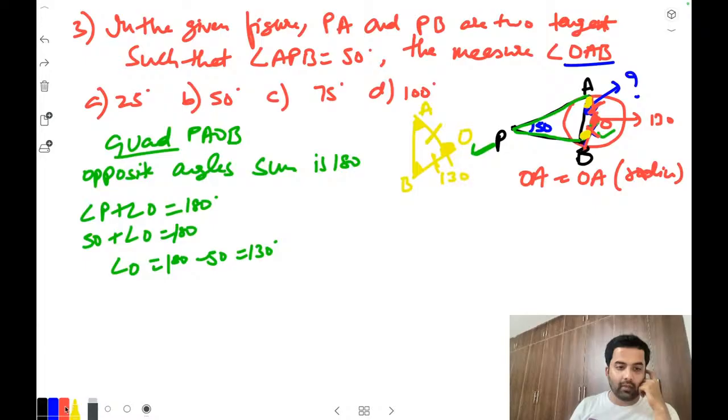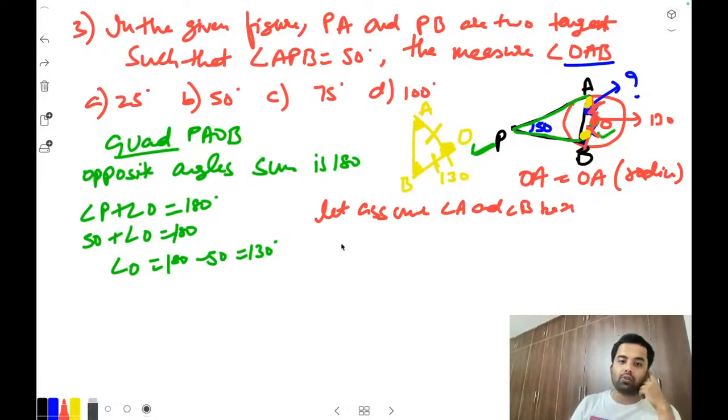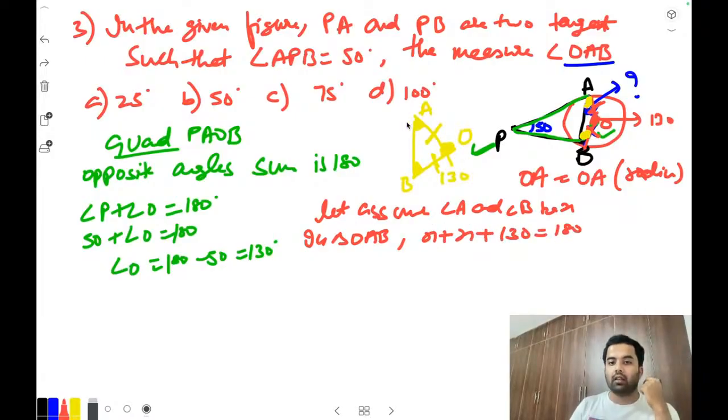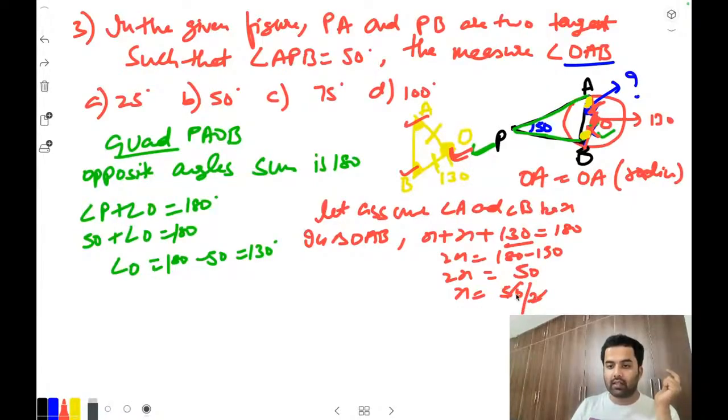So what we're going to do here, let me write it. Let's assume angle A and angle B be X, okay? So in triangle OAB, X plus X plus 130 is equal to what? 180, because it is a triangle, okay? And angle O we kept it 130 directly. Now 2x becomes what? 180 minus 130. 2x becomes 50, and the x becomes what? 50 by 2, you'll get 25 degree, which means the question is asking about this only, this one.